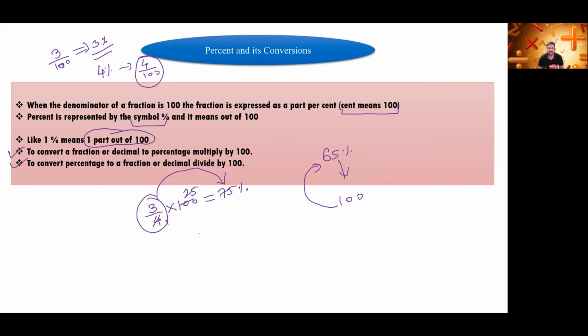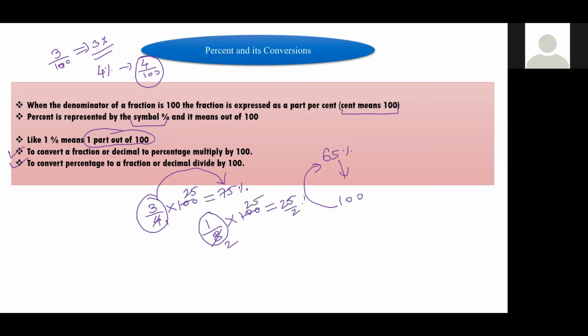Okay, Akshara, one more. Yes, sir. One by eight. Convert this fraction in terms of percentage. 1/8. 1.8%? What I told you, this is a fraction. For converting a fraction in terms of percentage, multiply by 100. Then 4 twos and 4 twenty-fives, so 25/2 percentage. So it will come 12.5%. 25/2 is 12.5.